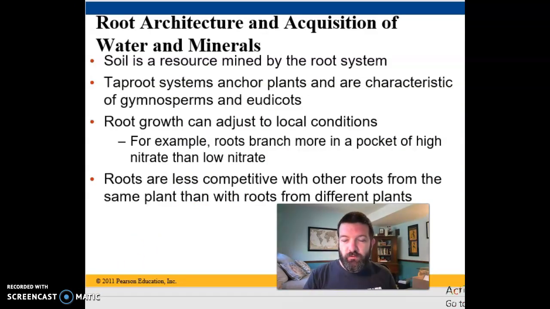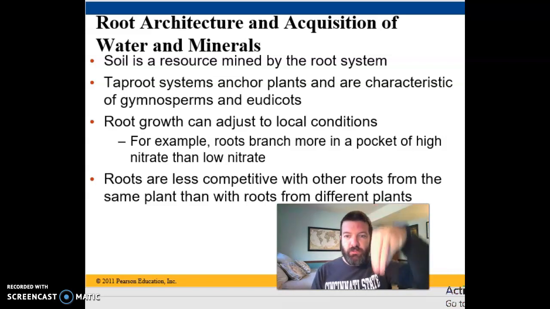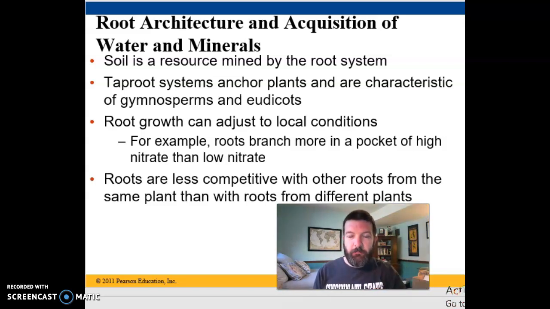Water and minerals are brought into the plant by the roots. And most plants, including dicots, gymnosperms as well, have a taproot system, which is one major root, one primary root that digs down into the soil, and then lateral roots that come off of it, rather than what you find in monocots, which is a fibrous root system, which is lots of similarly sized roots.